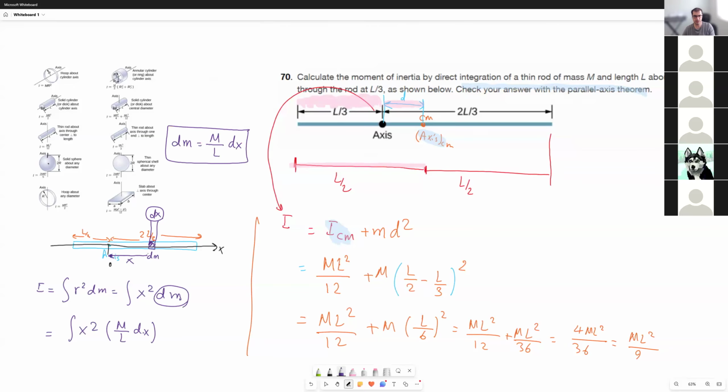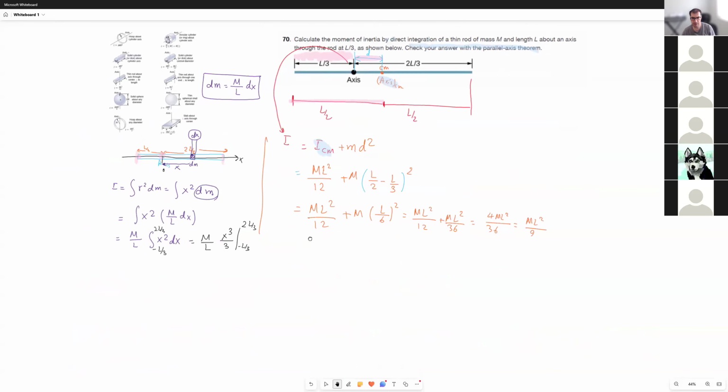The mass of each dm you can show by this. That's going to give you m over L integration of x squared dx. My x's are going to change from here to here. If this is 0, the lower limit of the integration is going to be negative L over 3. The upper limit is going to be 2L over 3. That's going to give me m over L. Integration of x squared dx is going to give me x cubed divided by 3, from negative L over 3 to 2L over 3.